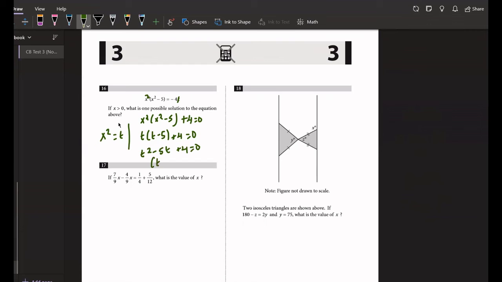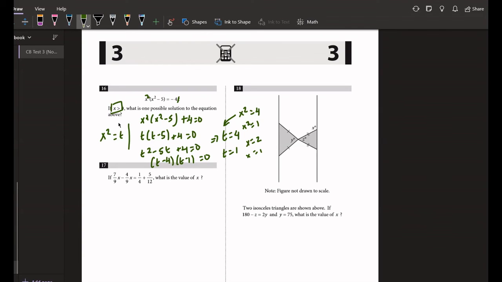Then you can simply do this, t minus 4, t minus 1 equals 0. This is basically the factorization of the expression. If you are not comfortable with factorization, I'll do one video on it, okay? Therefore, the value of t is 4 and the value of t is 1. Since we know t is x squared, x squared is 4 or x squared is 1, therefore x is 2 or x is 1. Given x has to be always positive, okay? So you can input 1 or 2.